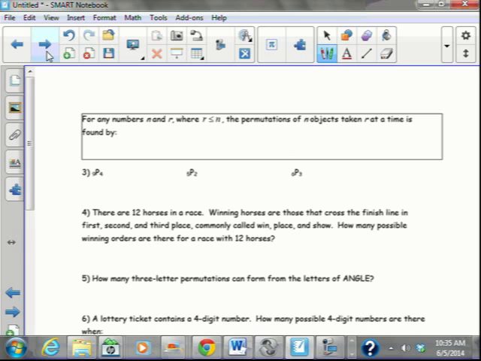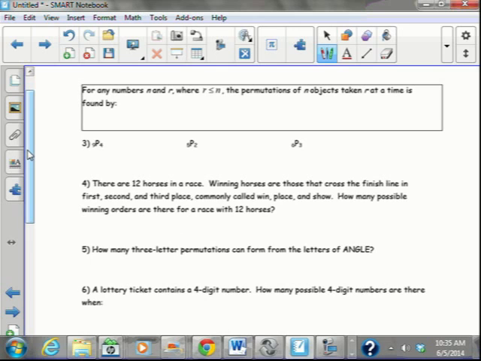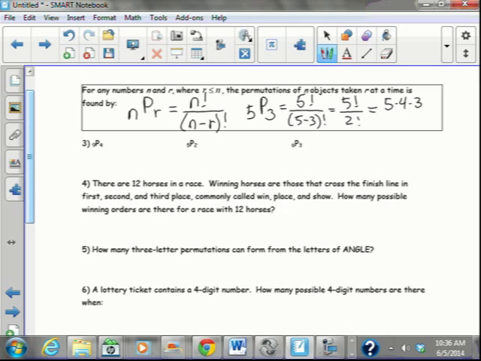Okay, so for any numbers n and r where r is less than or equal to n, the number of permutations of n objects taken r at a time is found by nPr. And the way that you write this out is n factorial over n minus r factorial. So if we use our example like 5P3, you have 5 factorial over 5 minus 3 factorial, which is 5 factorial over 2 factorial. So you have 5 times 4 times 3 times 2 times 1 over 2 times 1. The 2 times 1 cancel out, so it's just 5 times 4 times 3.